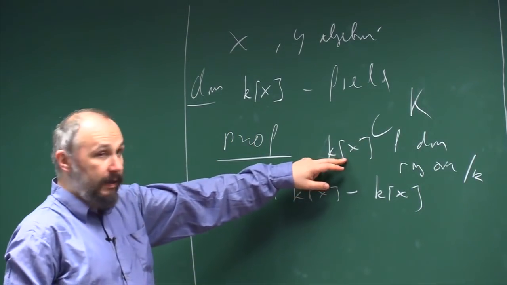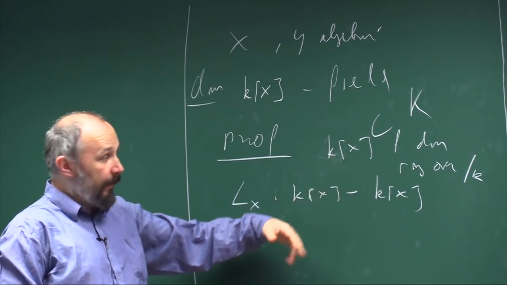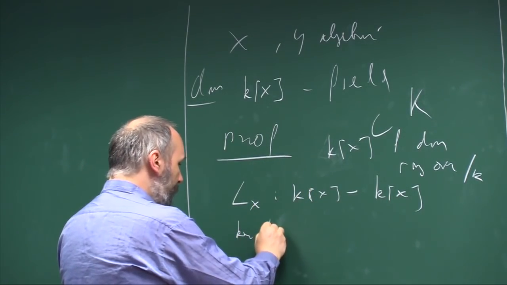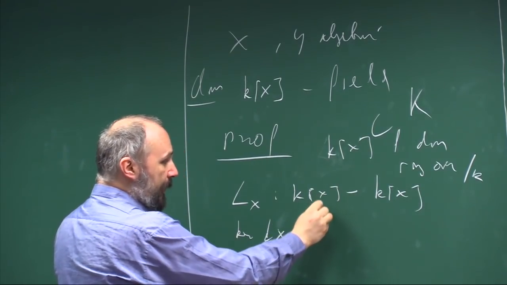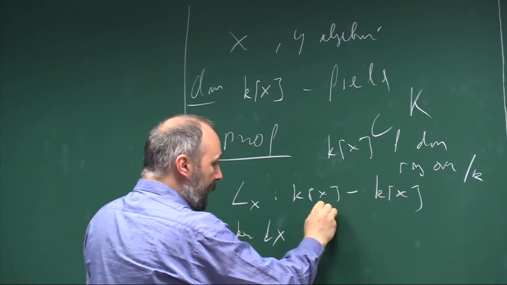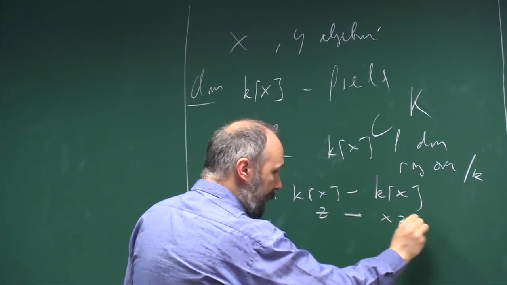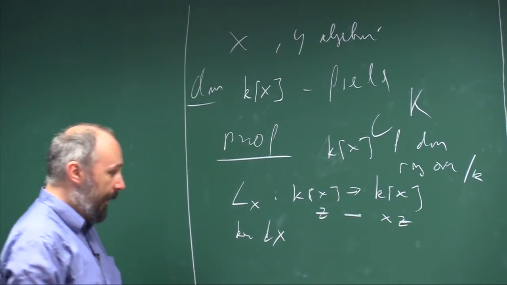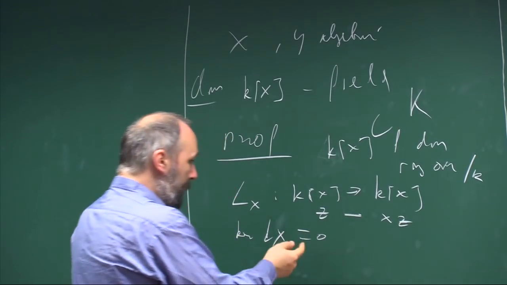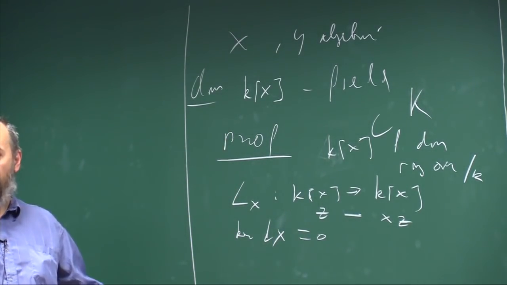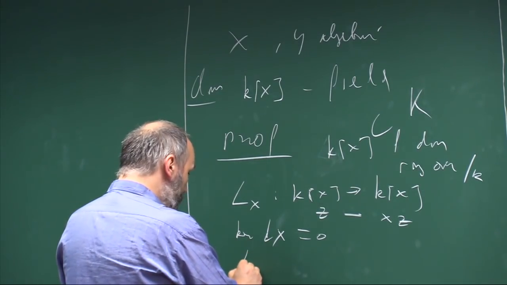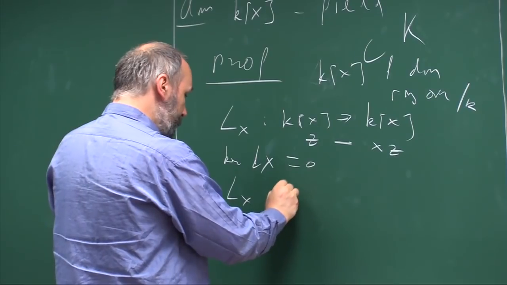This means that it has no zero divisors. Then this has no kernel. So the kernel of Lx, this is a map taking some z and mapping it to xz, this multiplication map, multiplication by x. The kernel of this map is zero, but this is a linear map over a finite dimensional vector space. This means that it is surjective, so Lx is surjective.